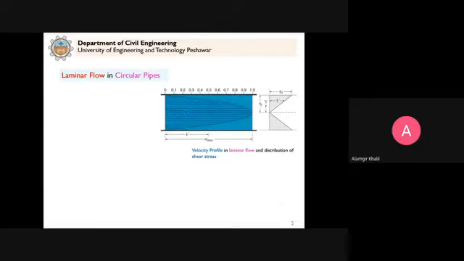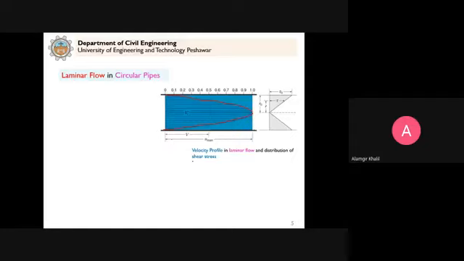Now in this diagram what you can see is a velocity profile. In case of laminar flow, we have to see what type of velocity profile occurs. So this is the velocity profile that you can see here. Now we will use equations to verify the shape of this velocity profile.